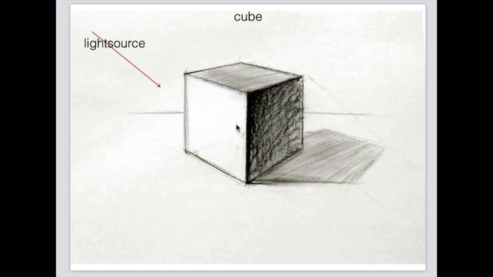So light source coming in, hitting the cube. Notice there's not a smooth transition, right? It's these hard edges because they're different planes of a cube. The light acts a little bit different.